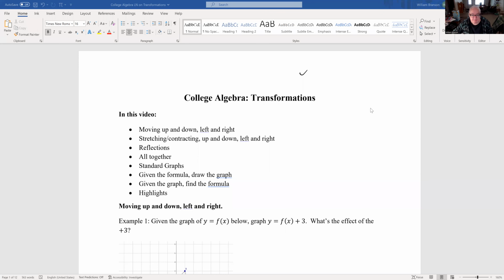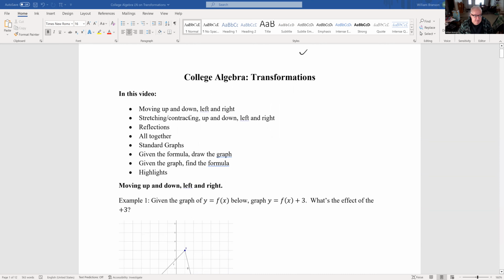Okay, so transformations, or moving graphs around. We want to think about if we move a graph around, how does the function change, the formula for the function? And if we change the formula for the function, how does the graph change? So we will look at moving up and down, left and right, stretching, contracting, reflections, and then putting them all together.